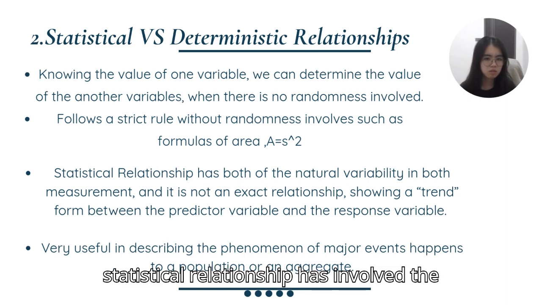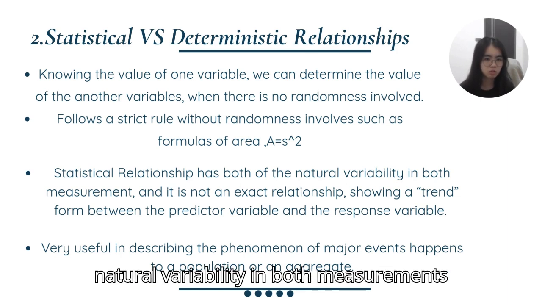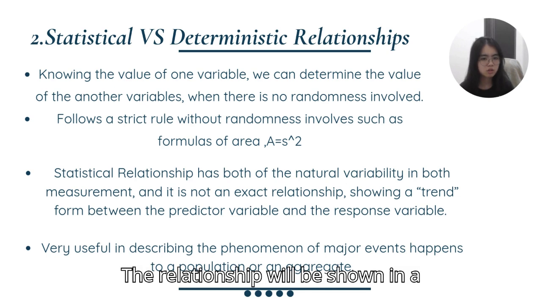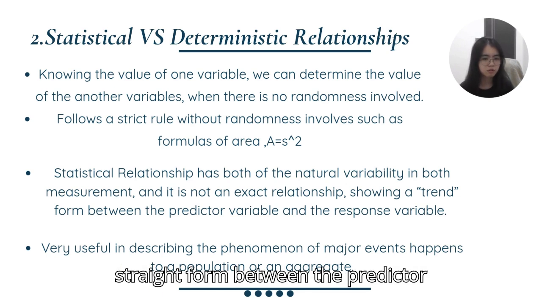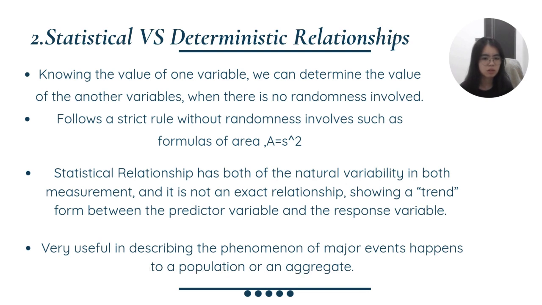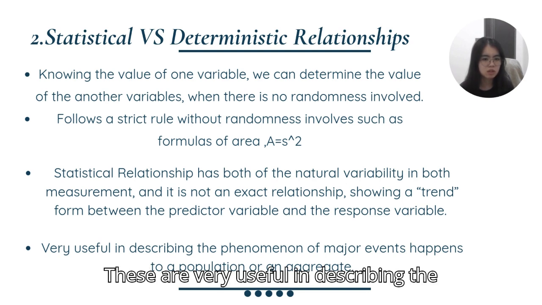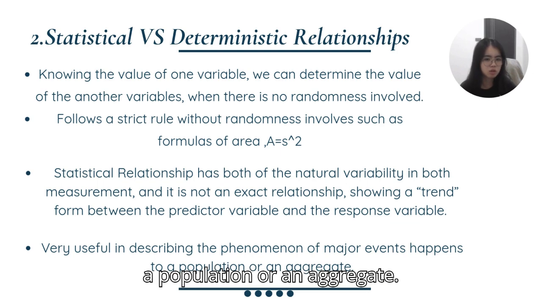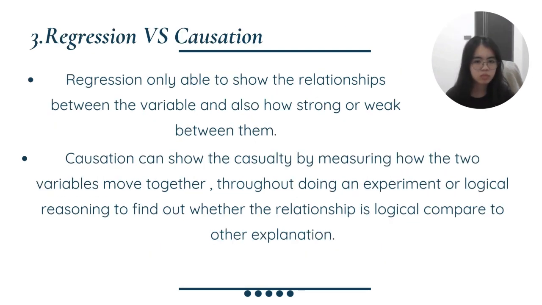While the statistical relationship has natural variability in both measurements and is not an exact relationship, the relationship will be shown in a trend form between the predictor variable and the response variable. These are very useful in describing the phenomenon of major events that happen to a population or an aggregate.